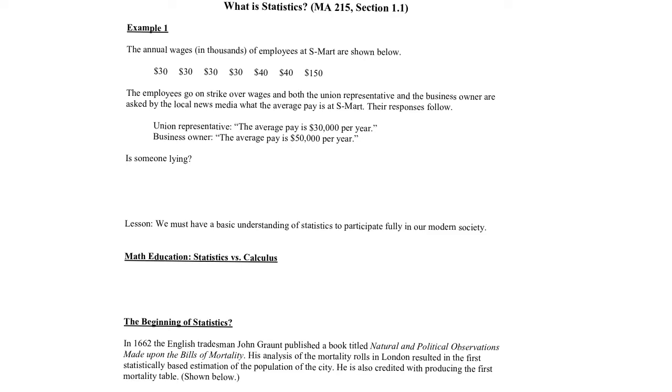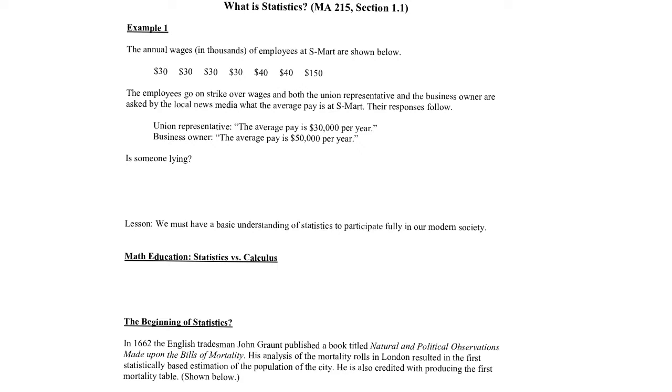Section 1 starts off with a pretty basic question, and that question is, what is statistics? Just to get an example to get started, let's consider this case where we have some numbers. These represent the annual wages in thousands of employees at this place called S-Mart. You can see you've got some employees making $30,000 a year, a couple making $40,000, one making $150,000.